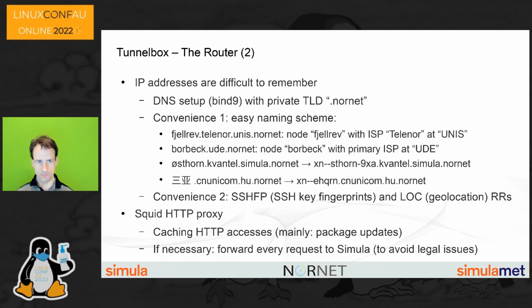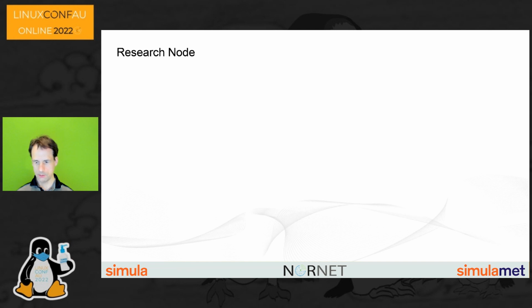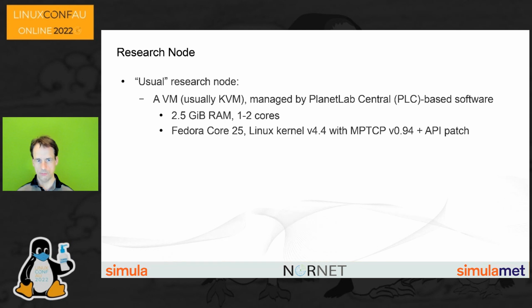This is the router, and now let's introduce the research node. Usually research nodes are by default managed as part of a software called PlanetLab Central. This is the same software PlanetLab uses, just with a slight modification to have, of course, an MPTCP capable kernel, as well as a special configuration for multi-homed routing. I will show an example later.